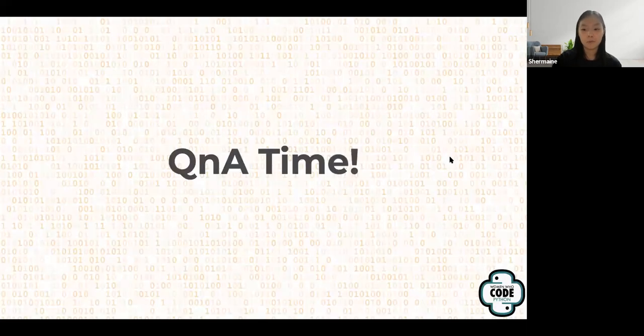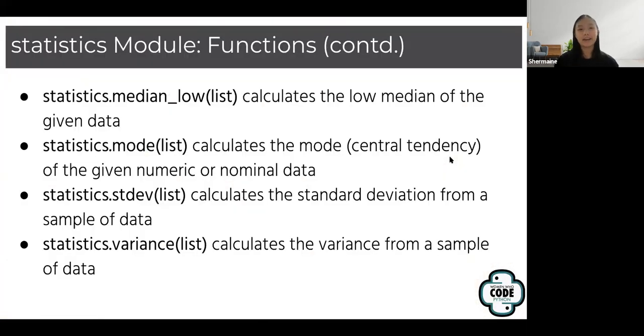So you also have statistics.median_low, which is just the opposite of median_high. This calculates the low median of the given data. Other than that, you have statistics.mode, which calculates the mode, which is the central tendency of the given numeric or nominal data.